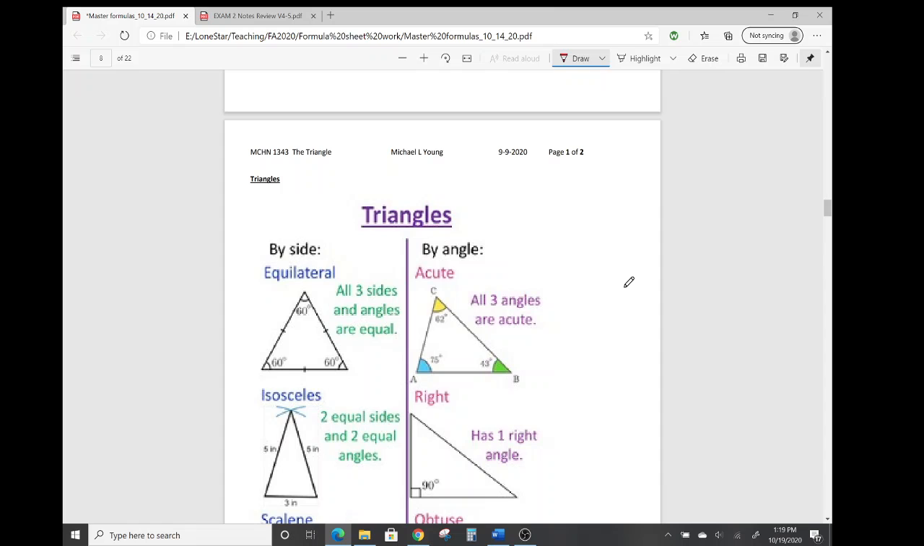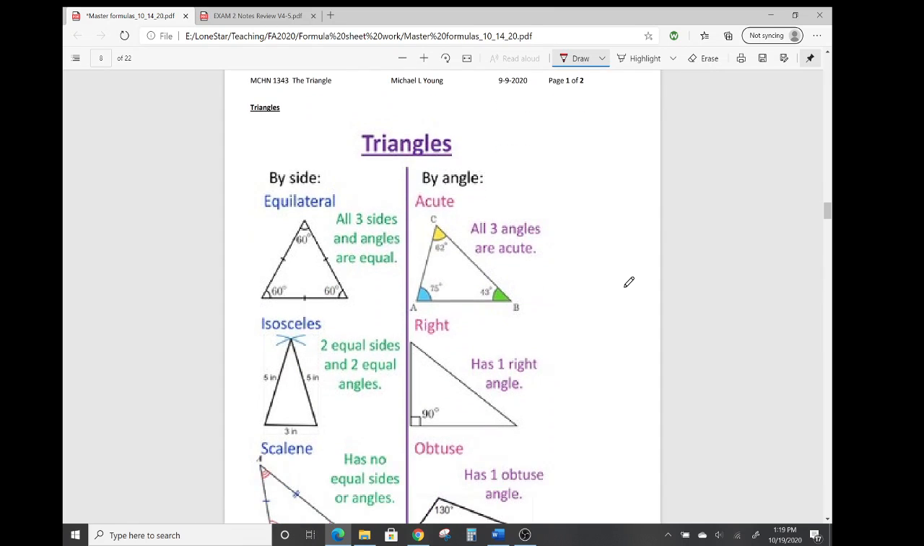Okay, triangles. What do we know about the triangle? The triangle is three-sided. The sum of all the angles is 180 degrees. So in this case, this one is 60, 60, and 60. It's an equilateral triangle. All three sides and all angles are equal to one another. So 60 times 3 is 180.